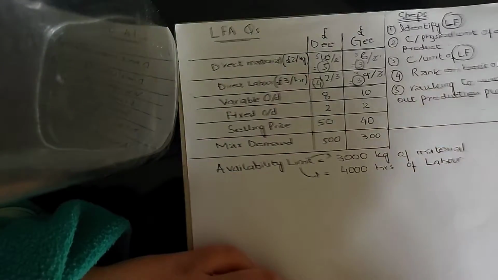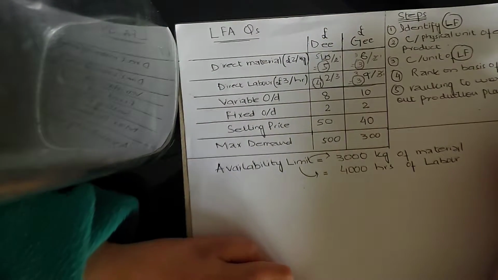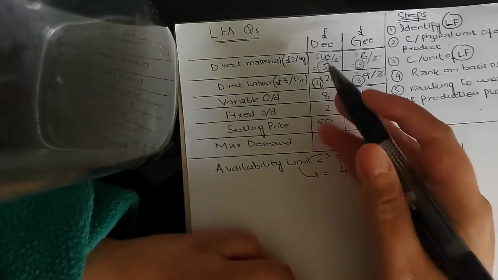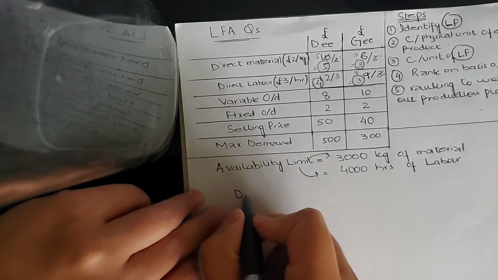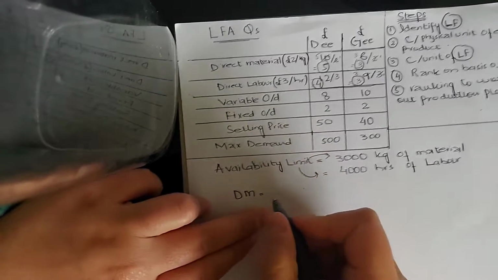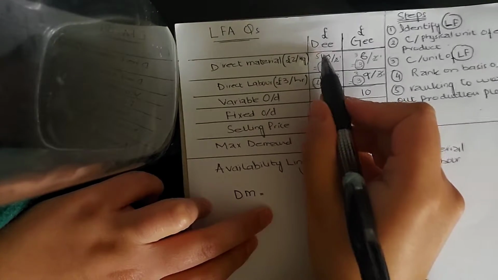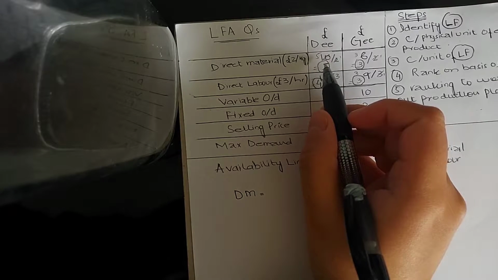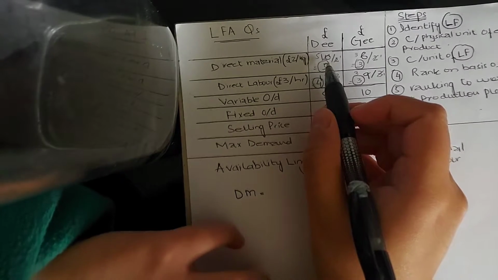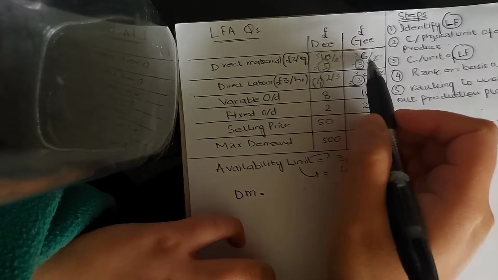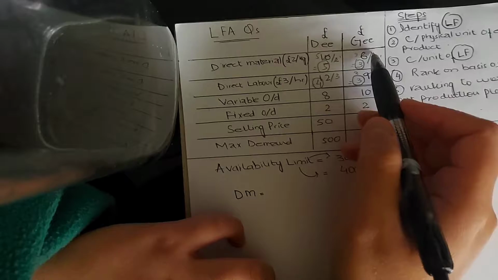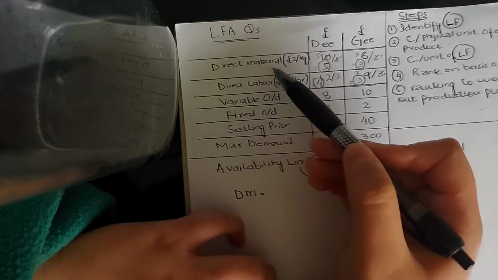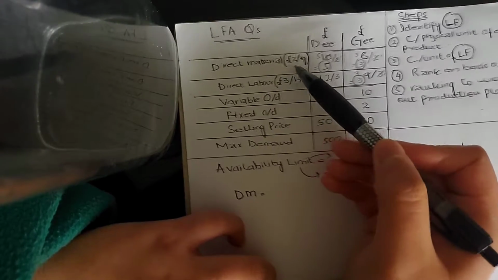So starting with the first step, that is to identify the limiting factor. We'll start with the materials. So the direct material, we can see that there is 10, yeah? 10 is the material required cost per kg, and then this is the 6 pound per kg, for there are two products, D and G, and then we have this data over here. Now direct material is the cost per unit is 2 pound per kg.